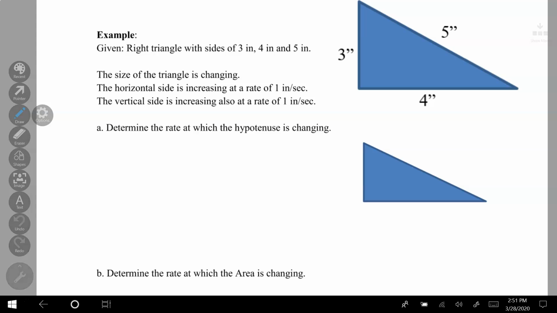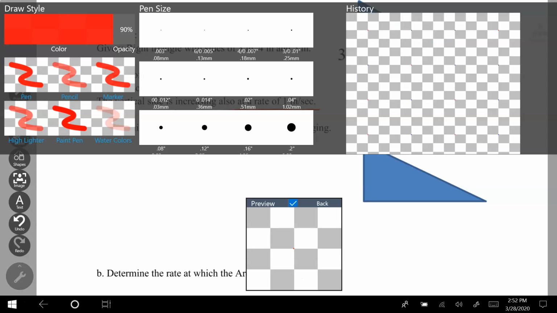Okay, word problem. I give you a right triangle of sides 3, 4, 5 as noted in the picture, and the size of the triangle is changing. The horizontal side is changing at 1 inch per second. The vertical side is changing also at a rate of 1 inch per second. I want to know how the hypotenuse is changing. So what do I know? Well, let's see. I know that this is increasing. This is increasing.